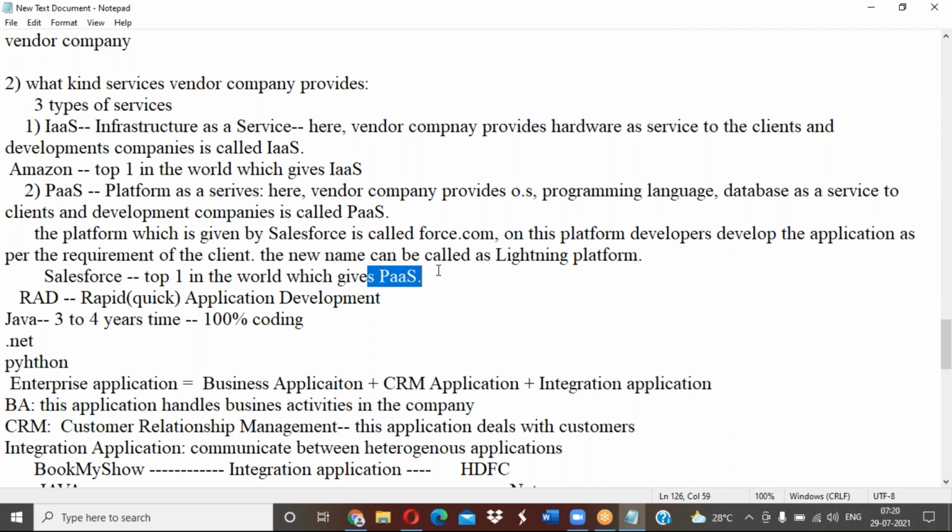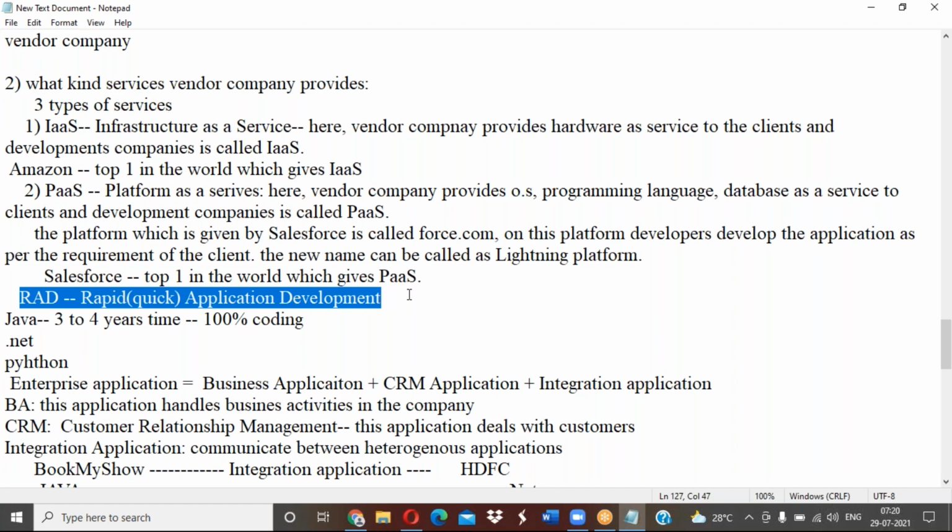Understand all of you? If you take Java, .NET, Python, or any other technology, developing an application takes minimum 2 to 3 years. But the same kind of application, if you develop it on the force.com platform, we can develop very quickly. That is why it can be called RAD. RAD stands for Rapid Application Development. Okay, guys.